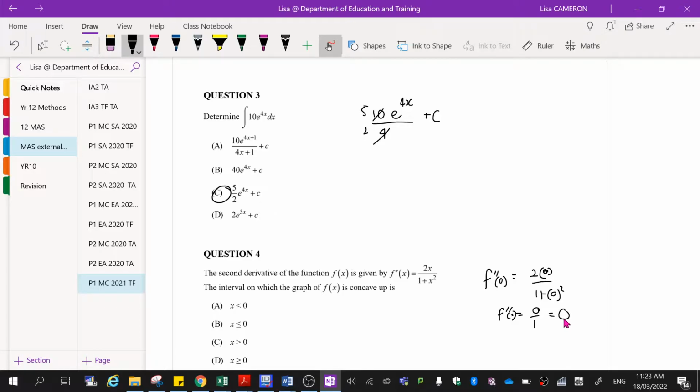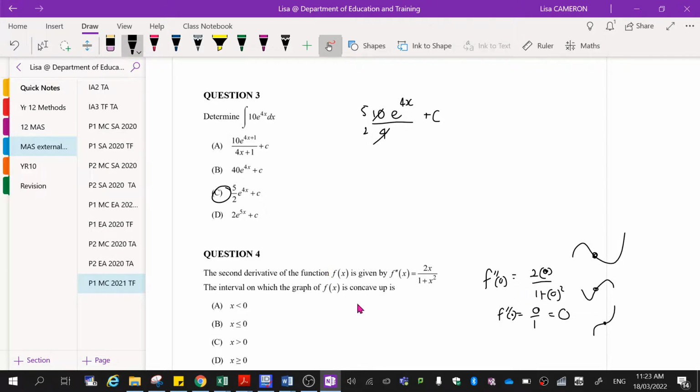So I'm going to pick a point, either left or right, to see what's happening, okay? Because it could be looking like this, but that's my point of inflection. It could be looking like that, where that's my point of inflection. It could also be doing this. So we just need to see what's happening.